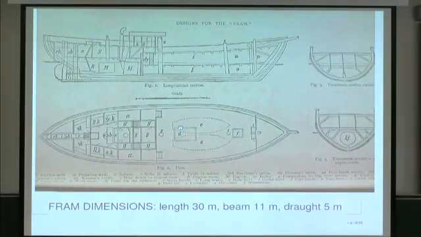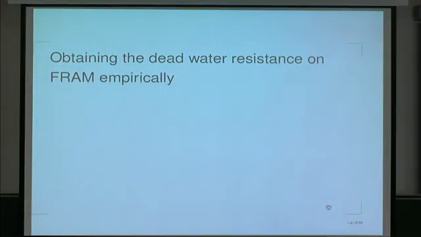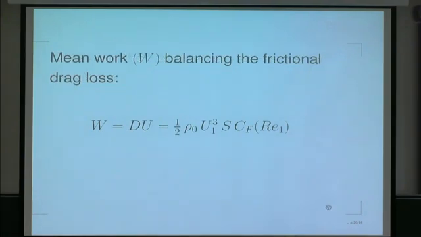So here is Fram, a model of Fram. It has a length of 30 meters, beam 11 meters, and a draft of 5 meters. So then, of course, it was intersecting with the pycnocline. So the empirical calculations of the dead water resistance. The mean work is simply balancing the frictional drag loss. And we know the speed. We can measure the wetted surface area, and here is a skin frictional resistance coefficient, and here is the density.